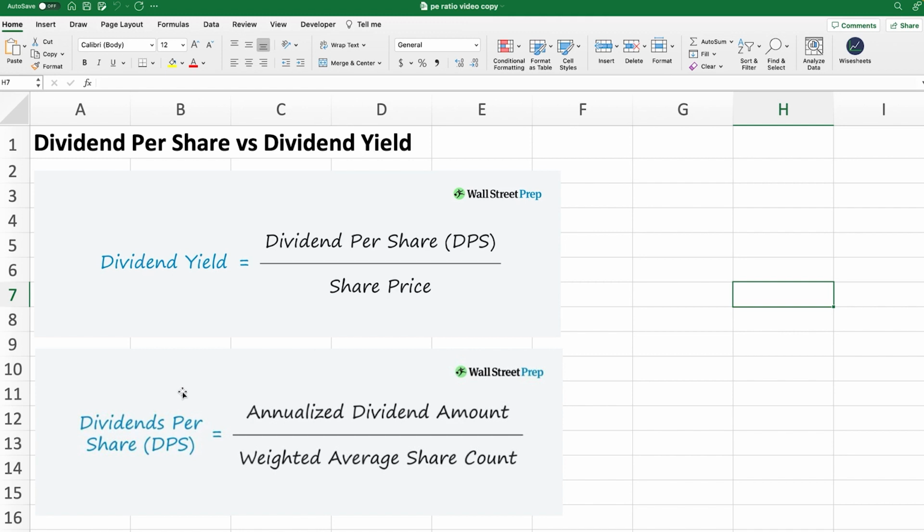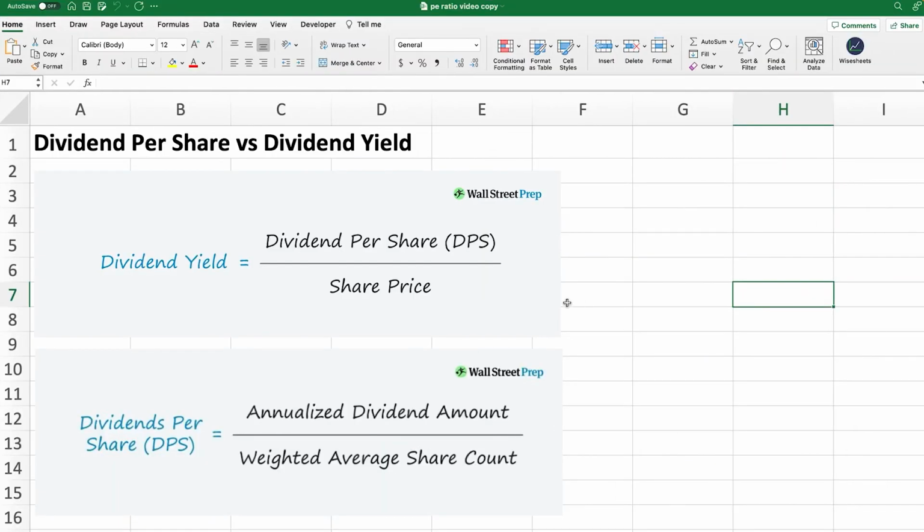Now, the other calculation is the dividends per share, and as you can see, it's very important to know this calculation because this is the number that you need to be able to calculate the dividend yield. For the dividends per share, the way that you calculate that is by taking the annualized dividend amount, which is usually found in the cash flow statement, and then you divide this by the number of shares outstanding, or in this case the weighted average shares outstanding.